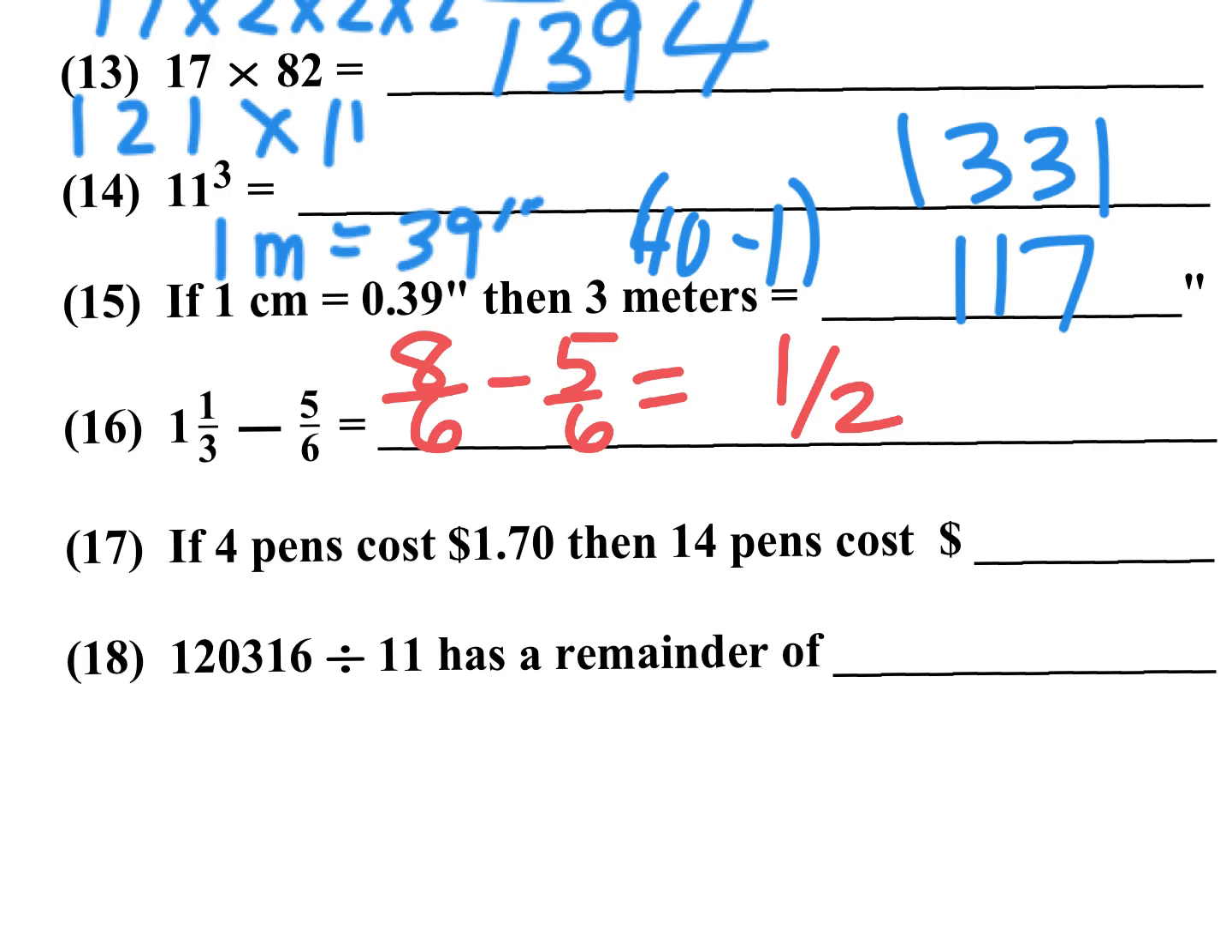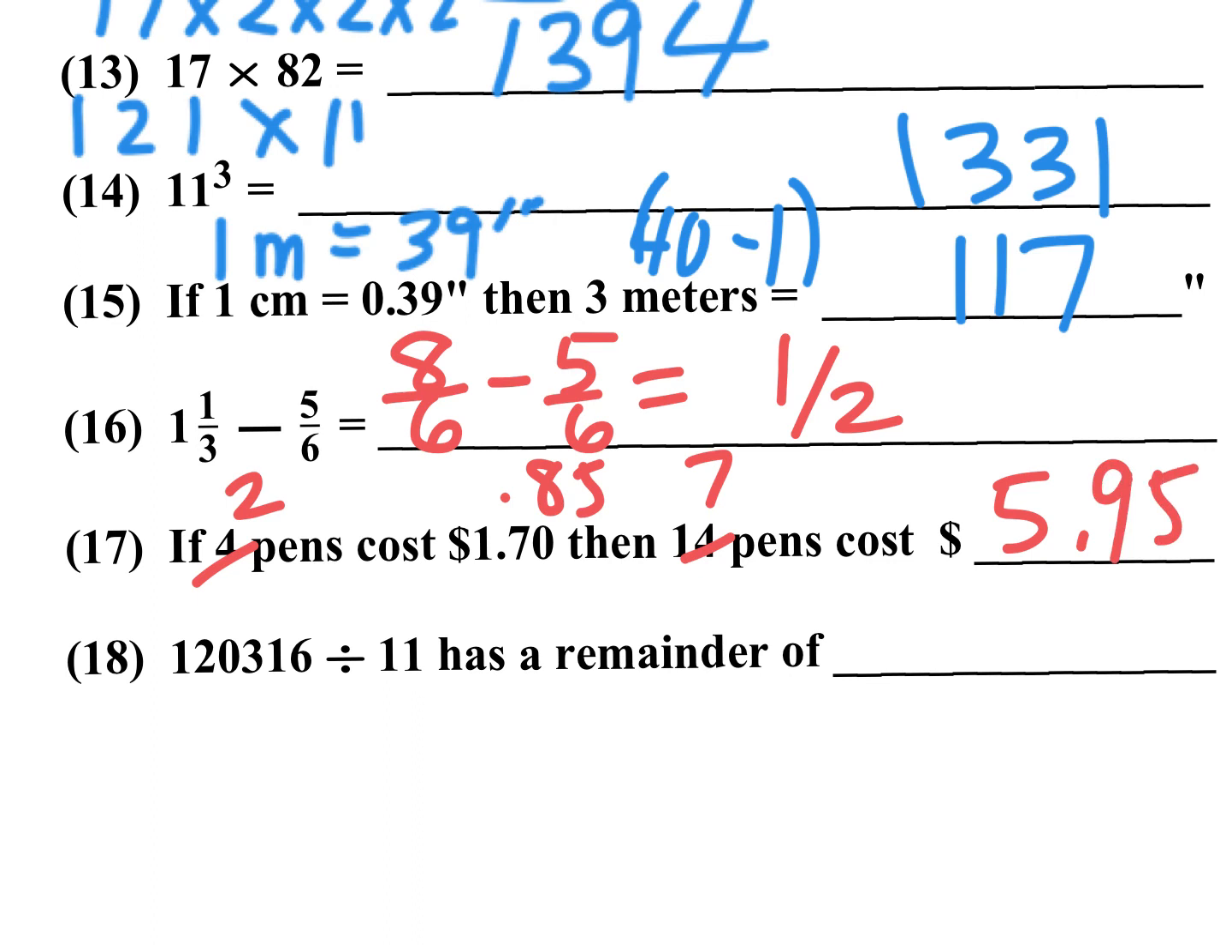If 4 pence costs $1.70, then 14 pence costs blank. Well, what we can do is 4 is to 14 is the same as 2 is to 7. So 2 goes into 170, 85. So I have 85 cents for each one times 7. 7 times 85, that's going to be 595.